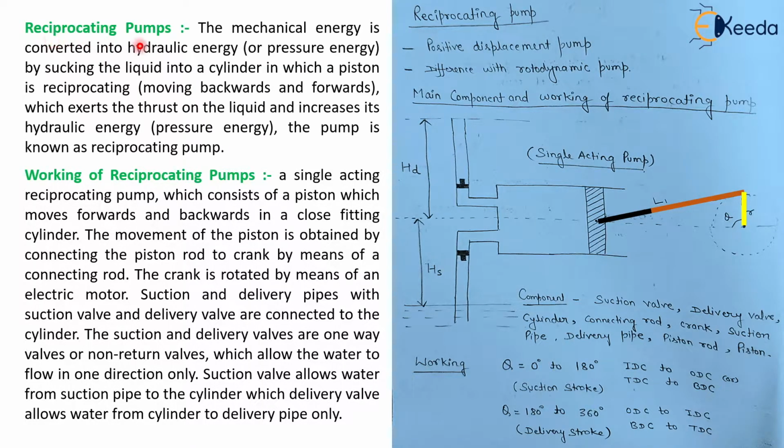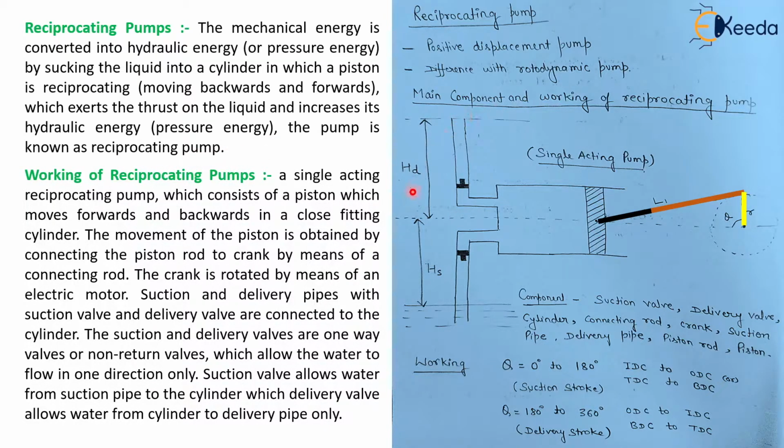What is a reciprocating pump? The mechanical energy is converted into hydraulic energy or pressure energy by sucking the liquid into a cylinder in which a piston is reciprocating. Reciprocating means a backward and forward motion. Because of that, it exerts thrust on the liquid and increases its hydraulic energy or pressure energy. The pump is known as a reciprocating pump.